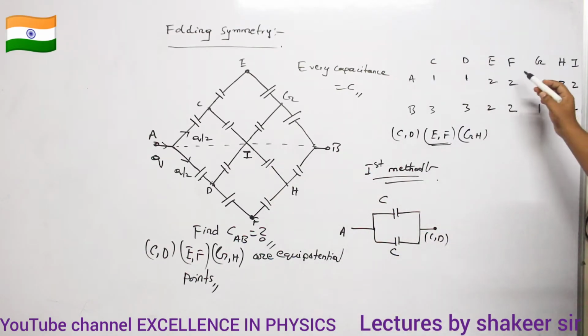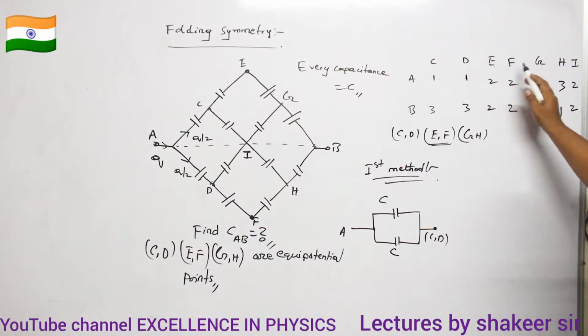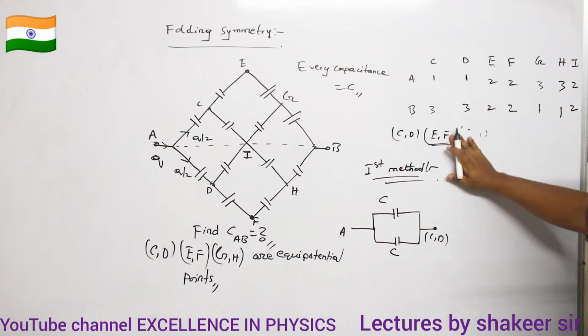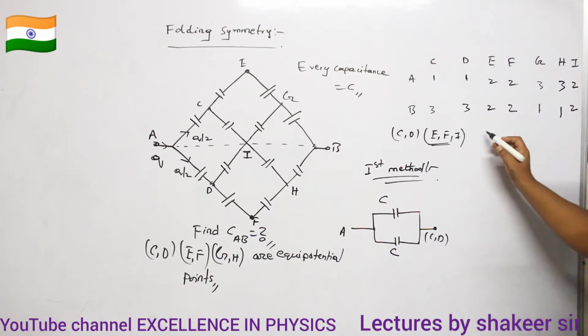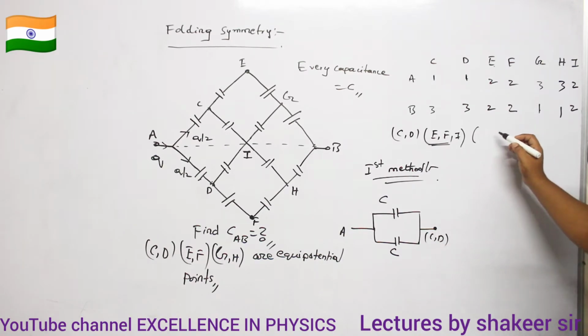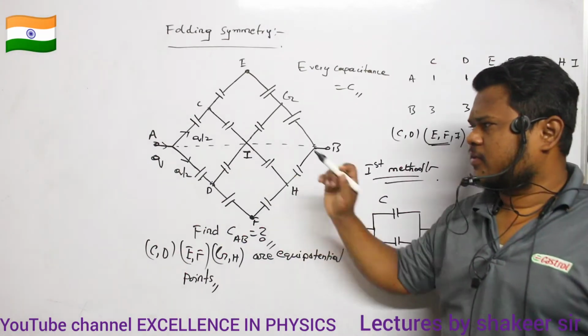So therefore, E, F, I, these 3 are equipotential points, no? So in addition to E comma F, I is also equipotential. E, F, I, similarly, next what are the equipotential points? G and H are also equipotential points. So this point we forgot here.